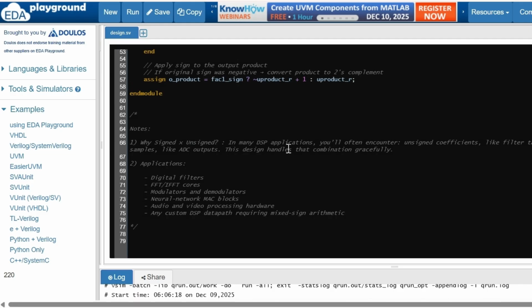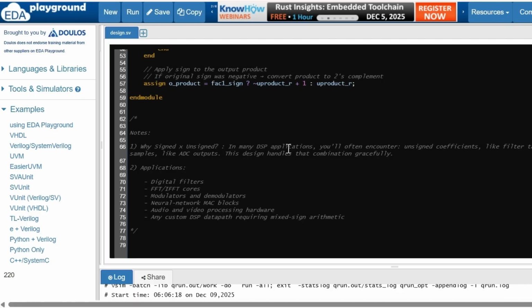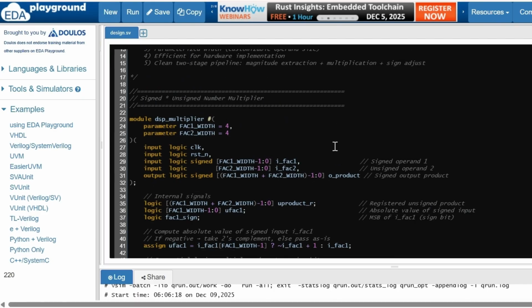The applications are wide in the DSP domain, and these kinds of operations can be used in digital filters, FFT, inverse FFT cores, ADC modulators, demodulators, neural networks, multiply and accumulate blocks, audio video processing, and high speed DSP data paths, which require mixed signed arithmetic. So hope this is clear. It is a small concept but very important, how we deal with the signed numbers.